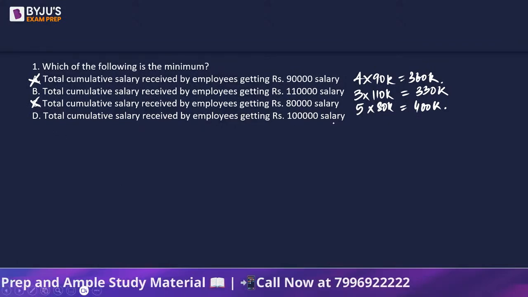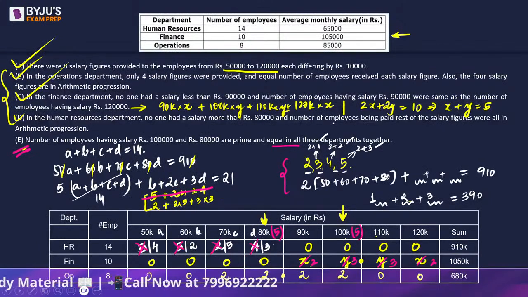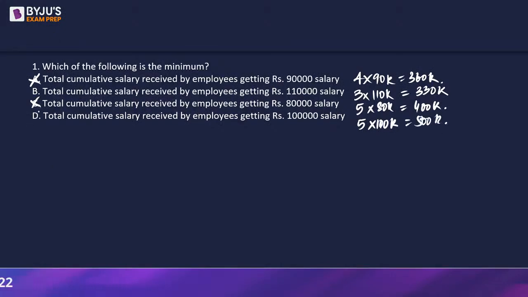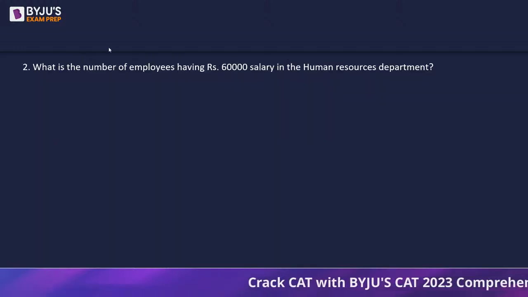Total salary received by employees whose salary is 100,000. 100,000, we have 5 employees and each one of them gets 100,000. So 500,000 इनका cumulative है, तो ये भी lowest नहीं है. The lowest number is 330. So B is going to be the answer. Right? Okay. The next one.